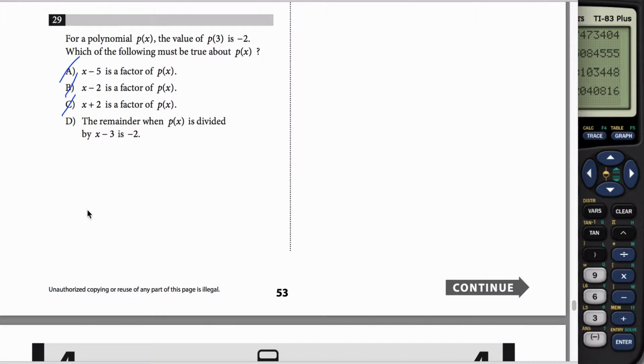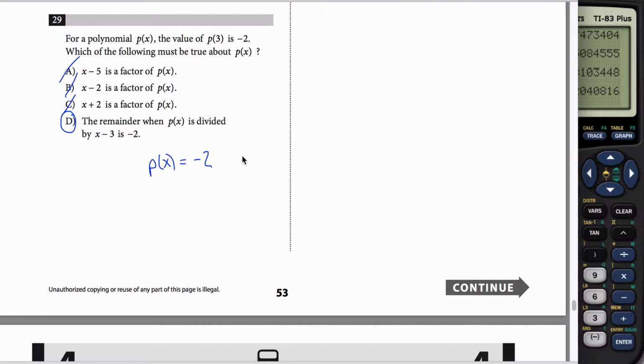The only possibility in this problem is D. It'll turn out that D is true. The remainder, when you divide by x minus 3, is -2. One way you could prove that to yourself is by taking the simplest polynomial you can think of, where P of 3 is -2. So there's lots of different polynomials where that is true, but P of x equals -2 is one that I can think of, the simplest possible, a good counterexample.